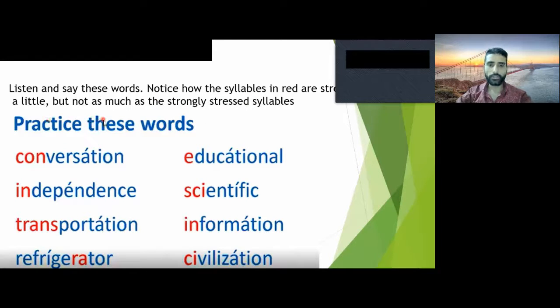Listen and say these words. Notice how these syllables in red are stressed a little, but not as much as the stronger stressed syllables. Let's listen. Conversation, independence, transportation, refrigerator, educational, scientific, information, civilization. Okay, now it's your turn. Can you say them? Excellent.